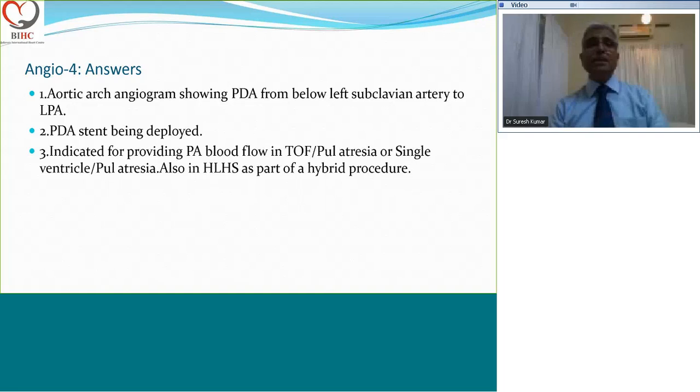And the common indication is either a duct-dependent pulmonary circulation, most often, or a duct-dependent systemic circulation as part of a hybrid procedure in hypoplastic left heart. Most common for providing pulmonary artery blood flow in a tetralogy pulmonary atresia, single ventricle pulmonary atresia, in some TGAs when you want the ductus kept open. So those would be the common indications. As a hybrid procedure, you could do it also in a hypoplastic left heart. Okay, so that was a PDA stenting of a normally located duct, and the approach was from the aorta, from the femoral artery.